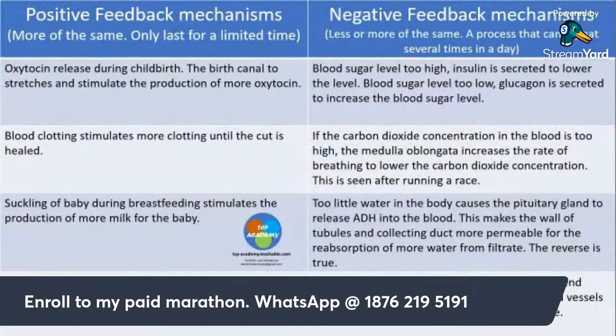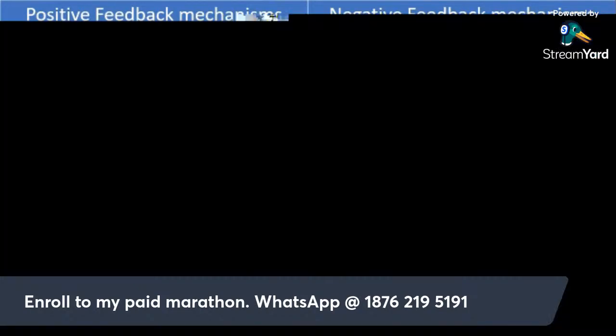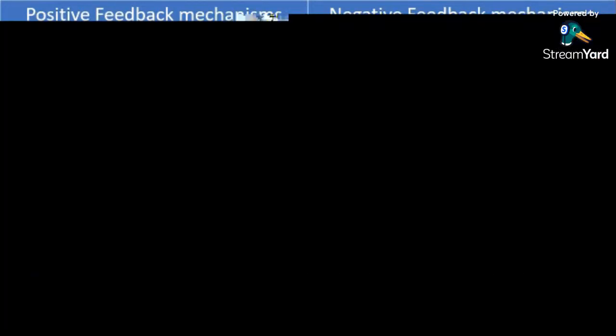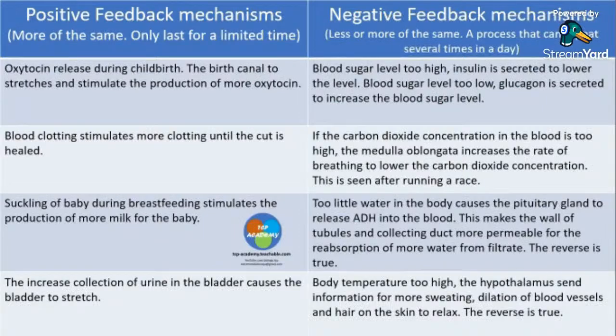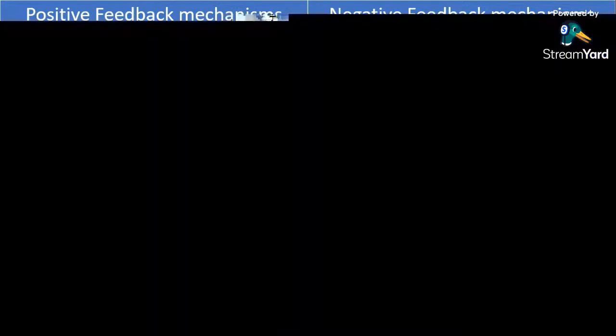Here we have 4 examples of each. Positive feedback mechanism, more of the same happens. It only lasts for a limited time. And some examples we refer to oxytocin being released during child's birth, the birth canal stretch. And as the birth canal stretches, what will happen is that it will stimulate the production of more oxytocin.